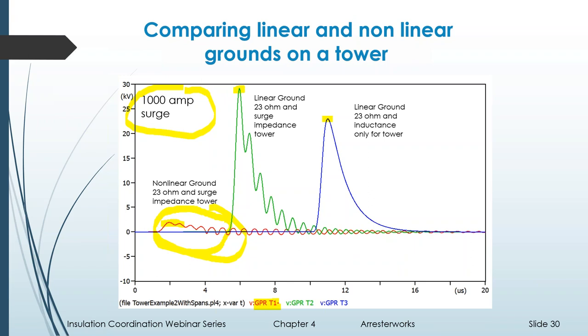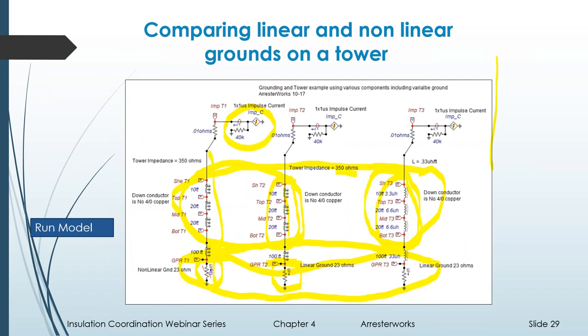I suggest that you run this model and play with it a little bit, kind of a sanity check. If you're going to do a tower study, you should always check your sensitivity, one of the sensitivities being the ground resistance. Oftentimes you're doing a study and you want to know what the maximum ground resistance might be that you can handle that will still give you a decent flashover rate. So this is one of the things that you would be working with.